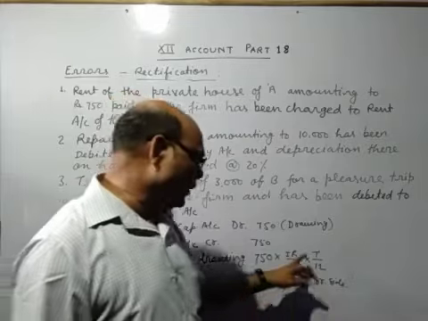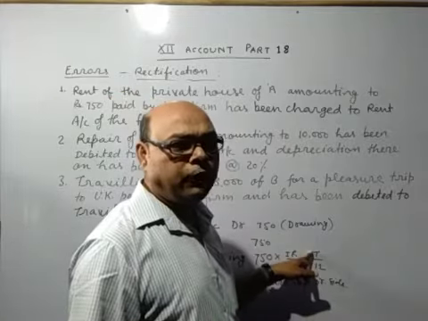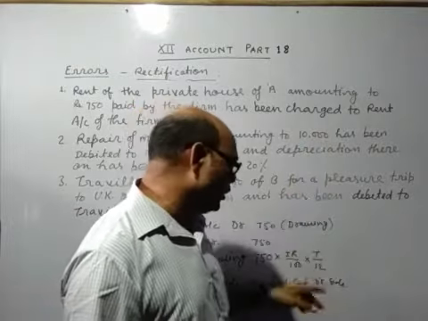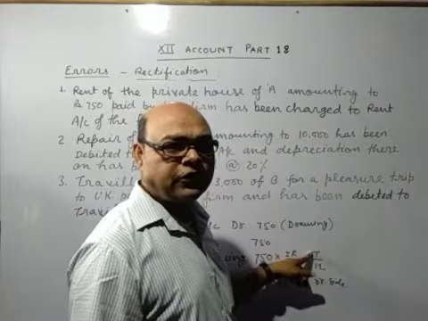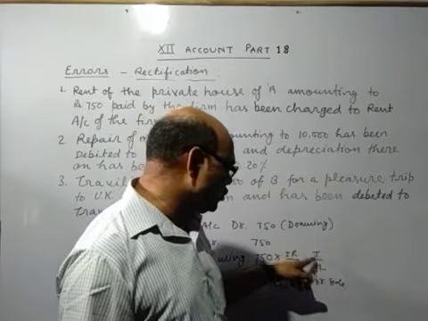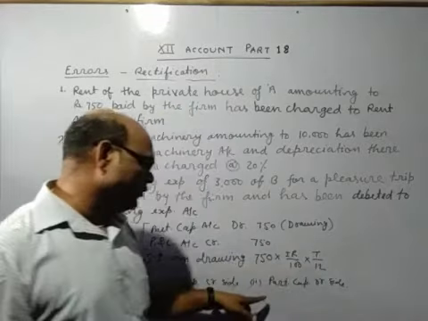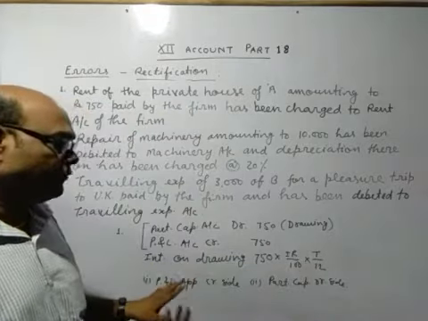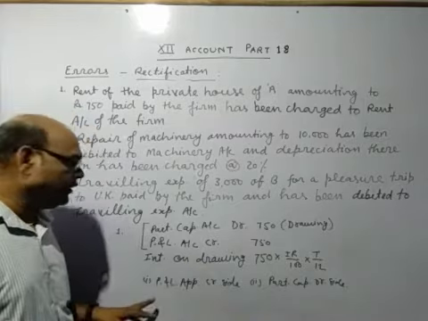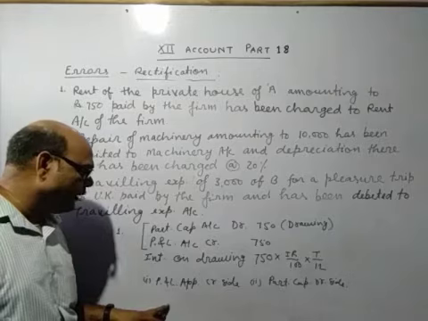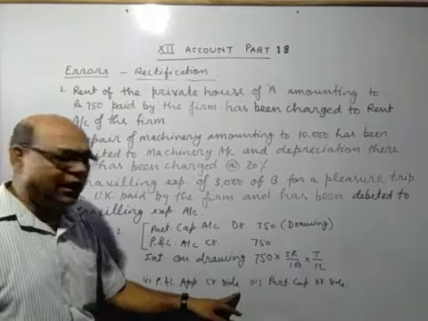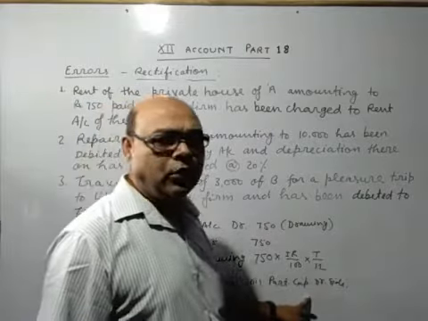But if the drawing has been made on 31st March, suppose the firm has paid the rent on 31st March, then from 31st March to 31st March the time period will be 0, so 0 upon 12, and interest on drawing will not be calculated. If there is interest on drawing, then as you already know, interest on drawing is posted on the P&L appropriation account credit side and the partner's capital account debit side.